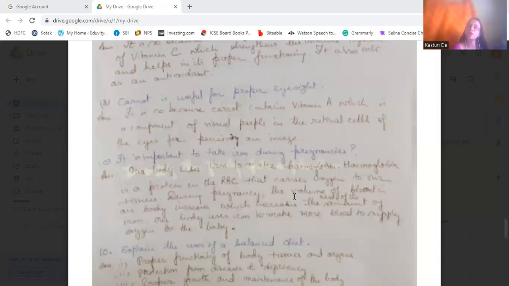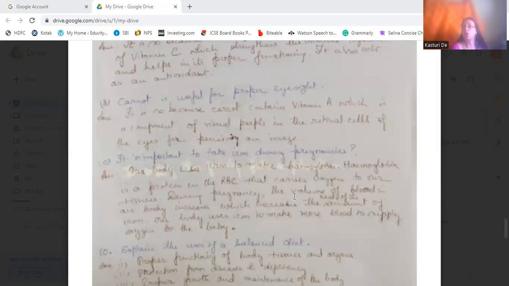What happens during pregnancy? First is that iron helps to make hemoglobin. Now, hemoglobin is a protein that is present in RBC, which carries oxygen to our tissues. Hemoglobin combines with oxygen and carries oxygen to the tissues.